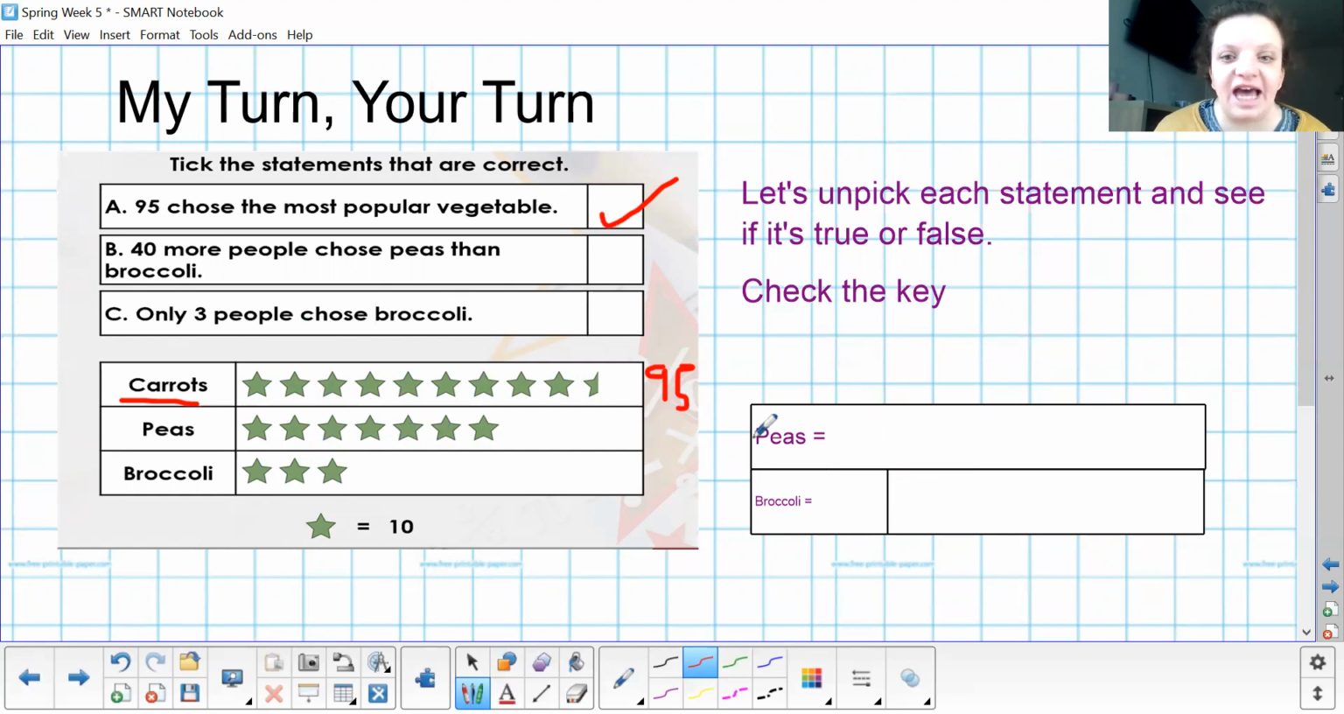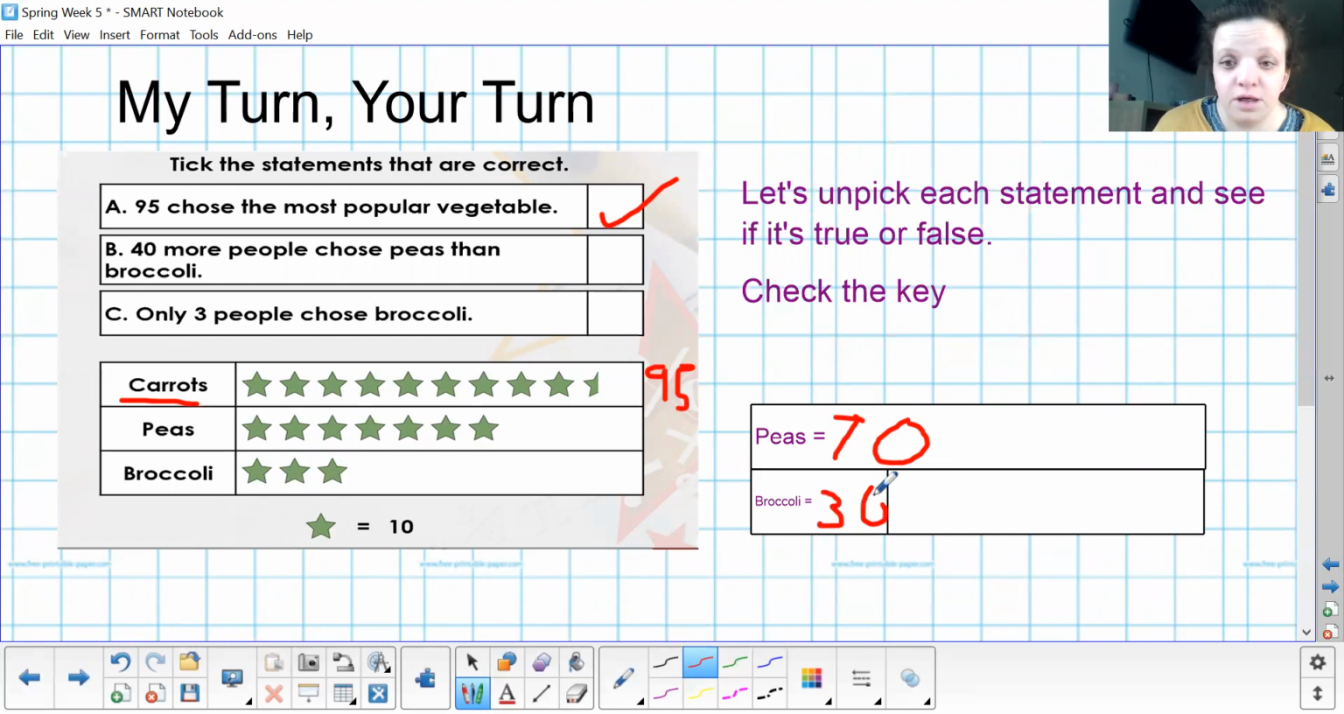Okay, well done. So let's count first of all peas because that's our big number. That's what we're looking at, how many more to make it the same as peas. 10, 20, 30, 40, 50, 60, 70. So 70 people like peas. And how many people like broccoli? 10, 20, 30.